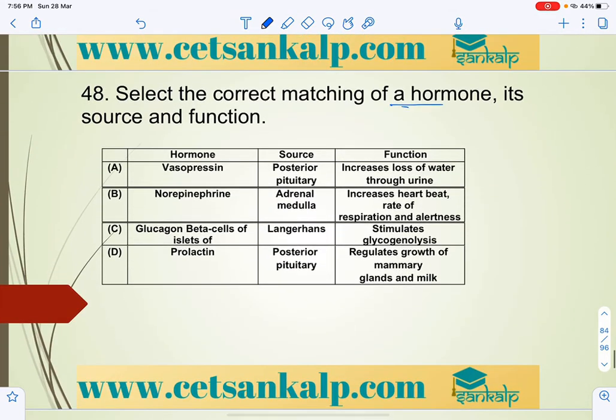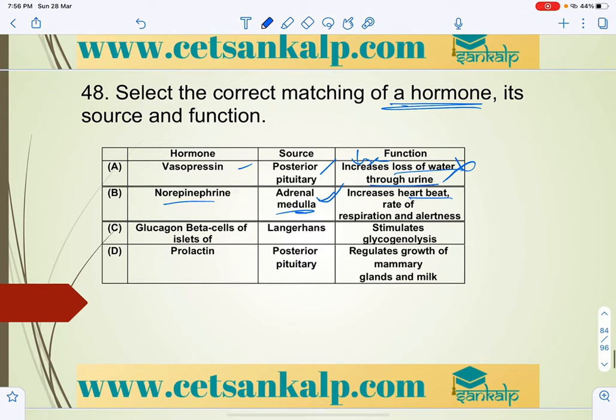Select the correct matching of a hormone, its source and function. So vasopressin, posterior pituitary source, and increases the loss of water through urine. No, it decreases the loss of water. So this is the wrong answer. Norepinephrine is produced by the adrenal medulla and increases the heartbeat, the rate of respiration and alertness. That is correct. During an emergency, it stimulates.